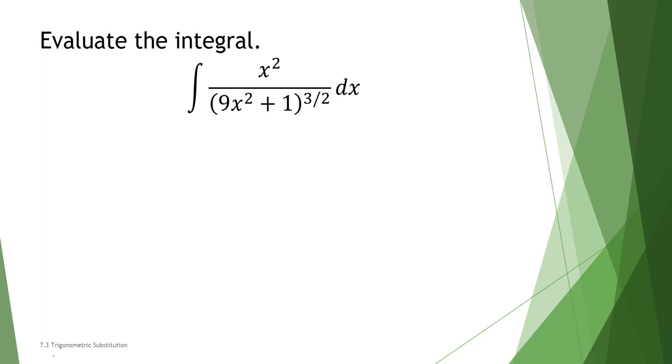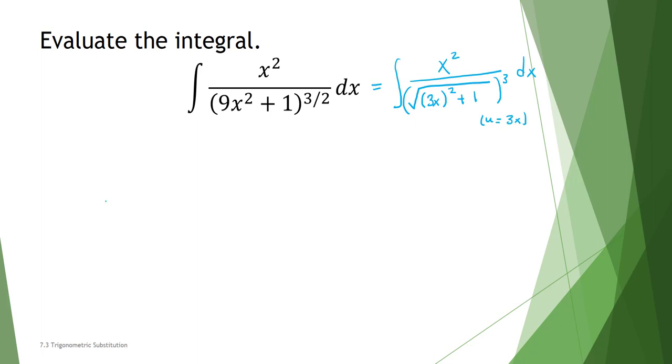Here's an example. We want to evaluate the integral of x squared divided by the quantity 9x squared plus 1 to the 3/2 power. First, observe that we can rewrite the denominator as the square root of 3x squared plus 1 all to the 3rd power. If you like, you could do a u substitution, let u equal 3x, or we can just deal with the 3x here.